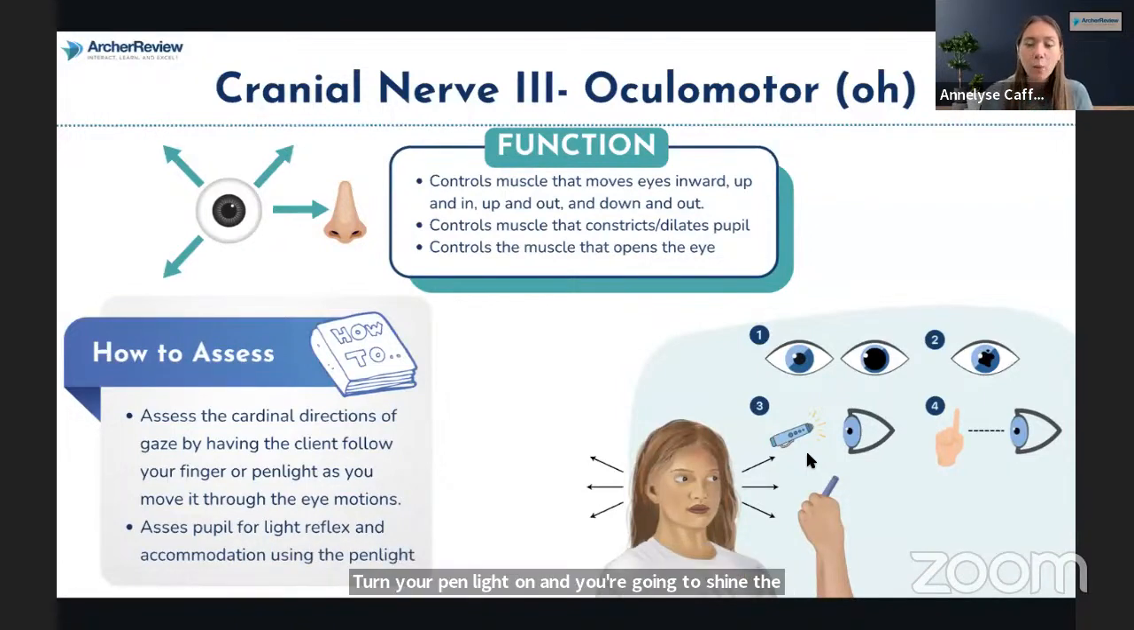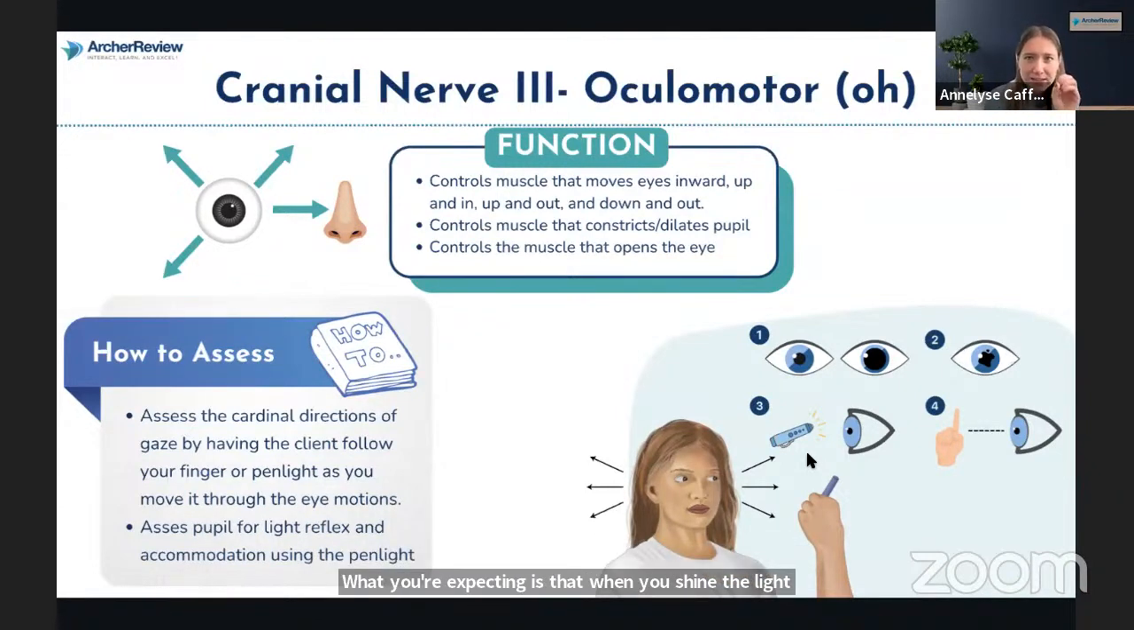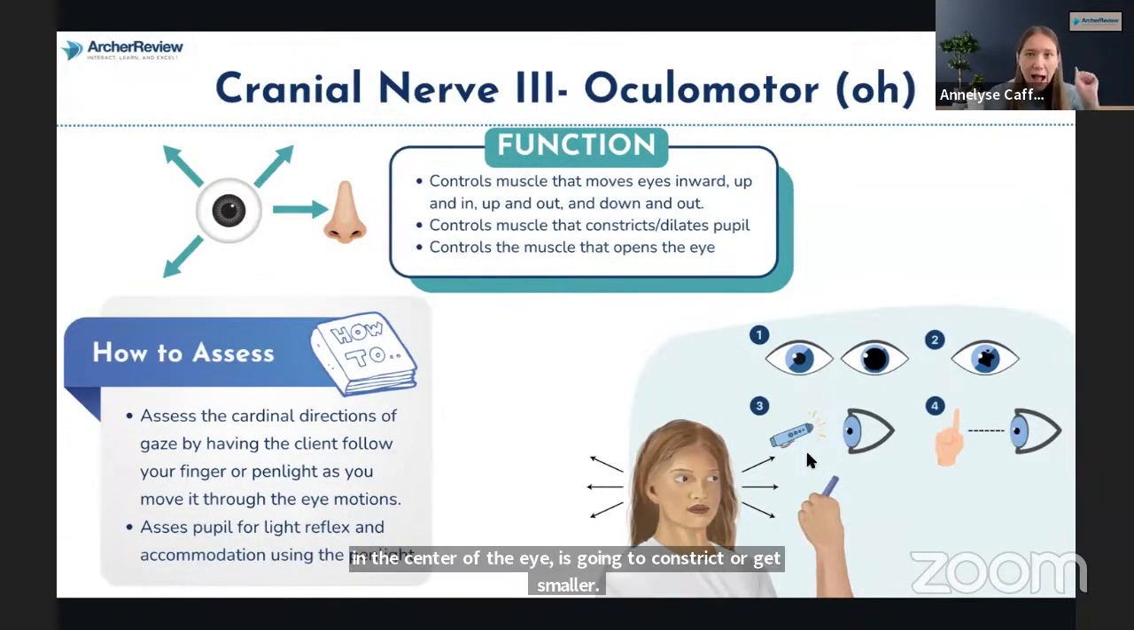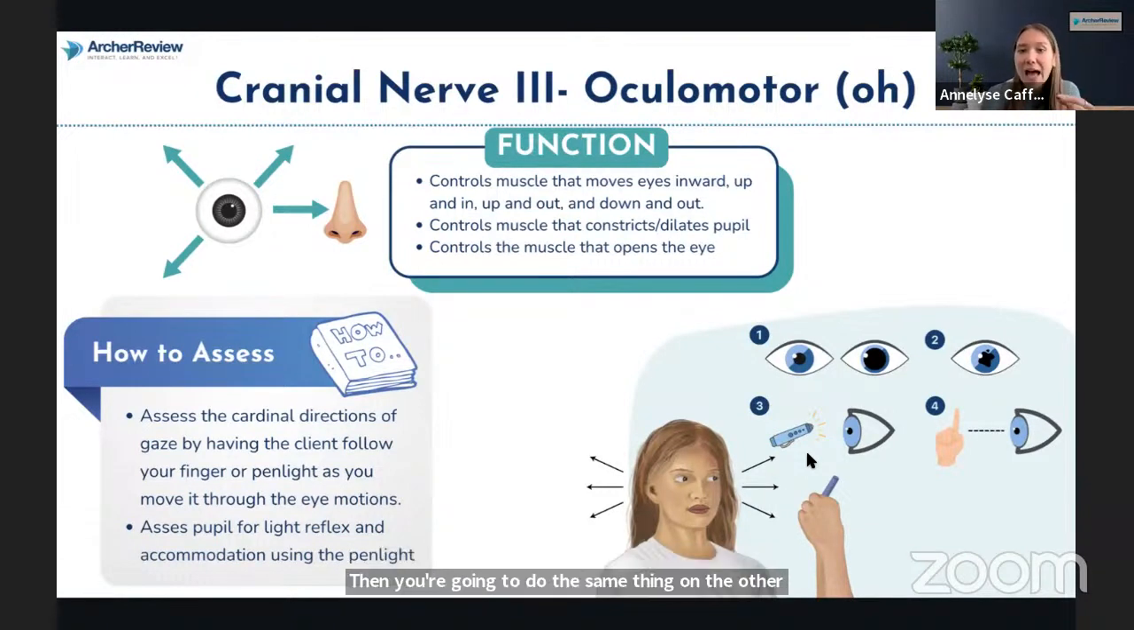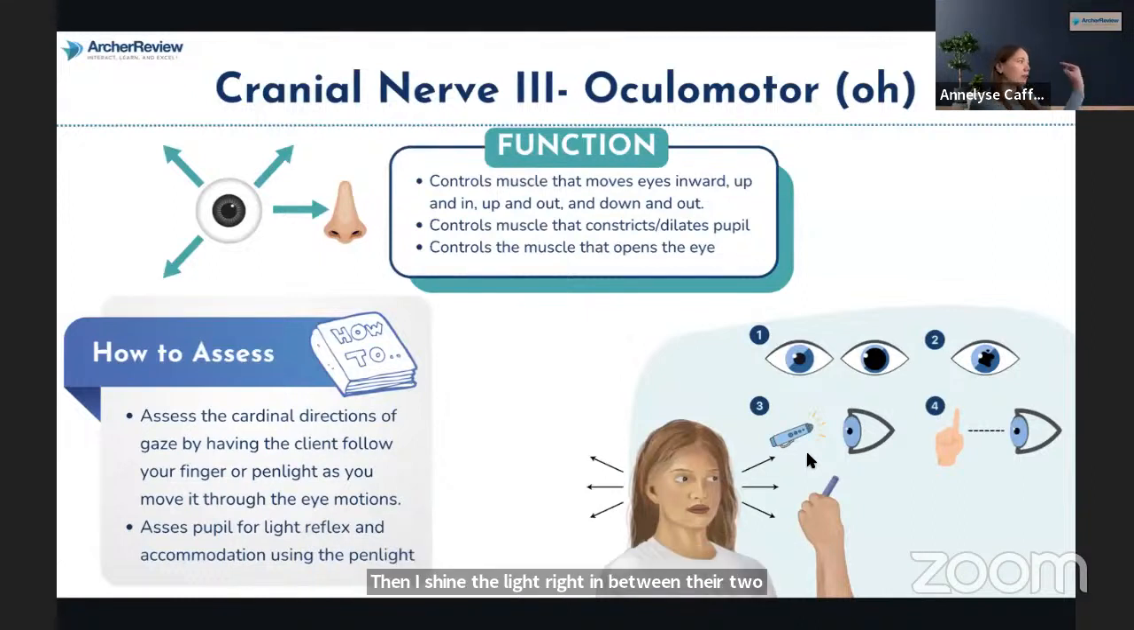What you're expecting is that when you shine the light in the client's eyes, that pupil, the dark circle in the center of the eye, is going to constrict or get smaller. Then you're going to do the same thing on the other eye, and you also want it to be the same size and constrict again. And then when that light is taken away, that pupil is going to dilate or get bigger. Then I shine the light right in between their two eyes. So after I've checked both eyes, I shine the light right in the middle of those two eyes, and I just check that the eyes look even.